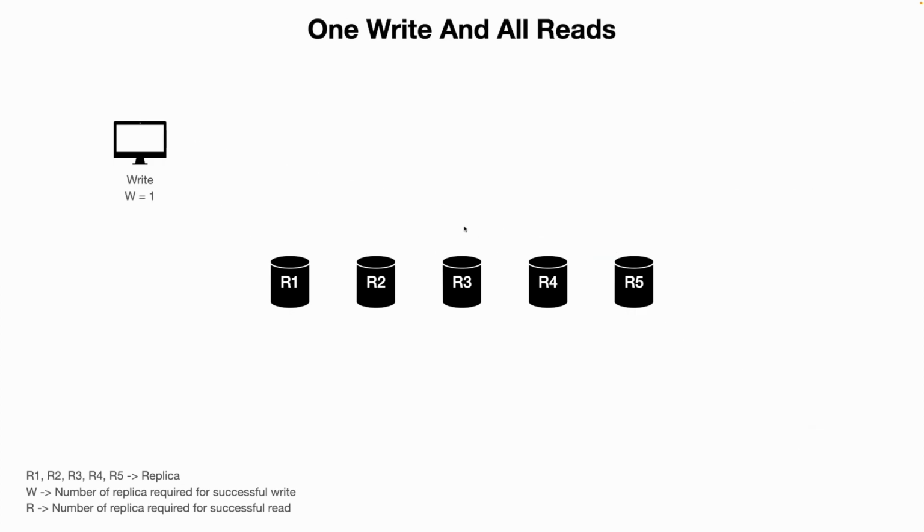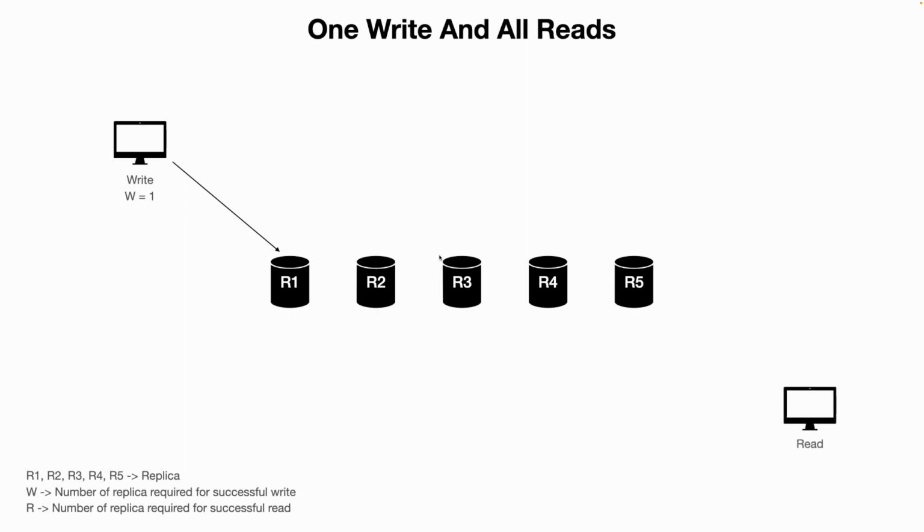Now the next one is one write and all read. This is exactly opposite to what we discussed previously. In this case we are writing to only one node, so that's why we configure w is equal to 1. That means we can write to any database and we can mark the full request successful.